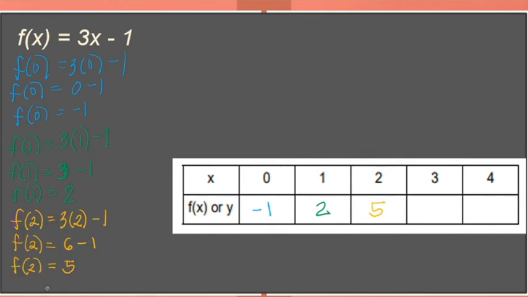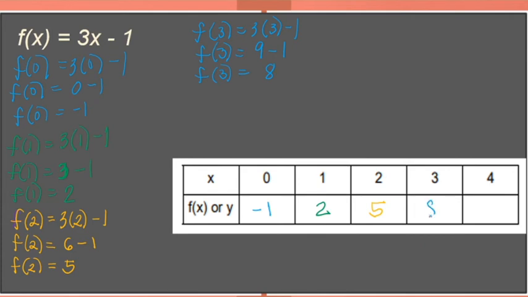Next, tayo sa f of 3. So, f of 3 is equals to 3 times 3 minus 1. F of 3 is equals to 9 minus 1. And then, f of 3 is equals to 8.